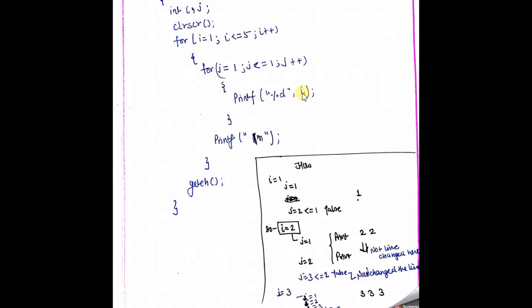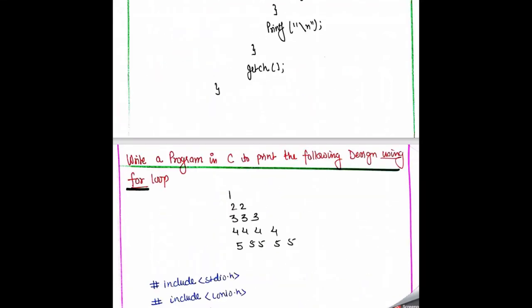And after printing this value, I need to change our line because as per our pattern, after printing the 1, for the second row you need to change your line also. 2 is printed in the second row, 3 is printed in the third row. So after performing the one print operation, you need to change your line also.